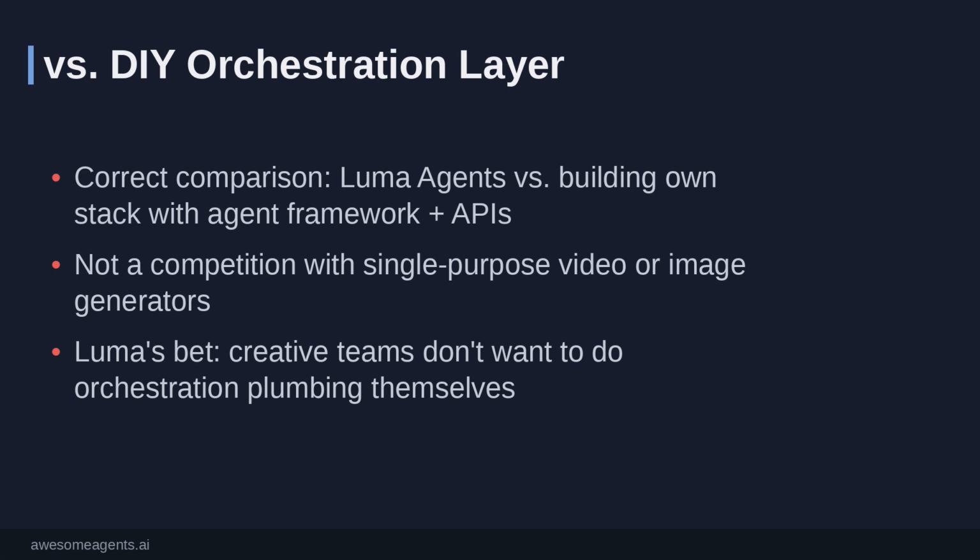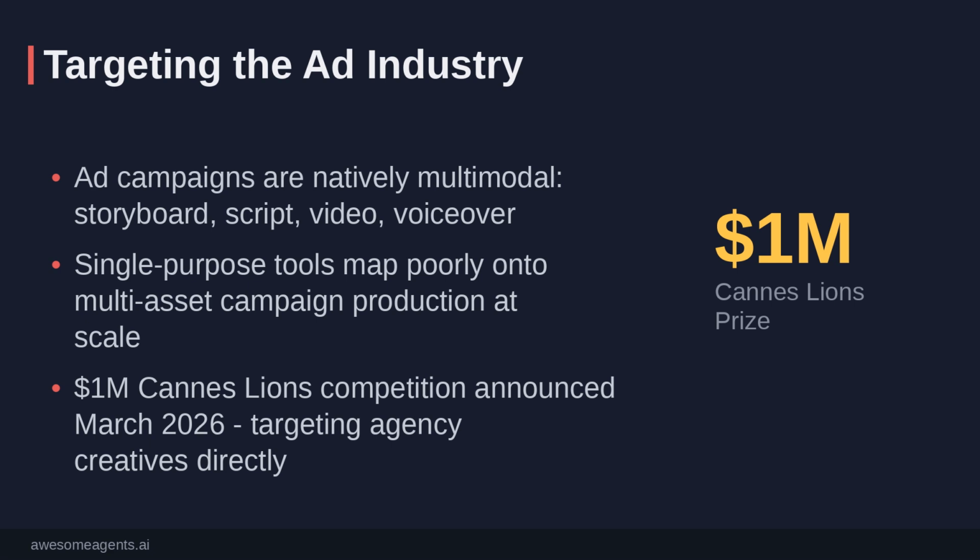Probably. The agency angle is smart. Ad campaigns are already multimodal: storyboard, script, video, voiceover. They map poorly onto single-purpose tools. They also announced a $1 million Cannes Lions competition this month, targeting the ad industry from multiple directions. The architecture is truly cleaner than bolting together an LLM and a diffusion model with duct tape. The real question is whether Uni-1's reasoning quality justifies the design in production conditions.